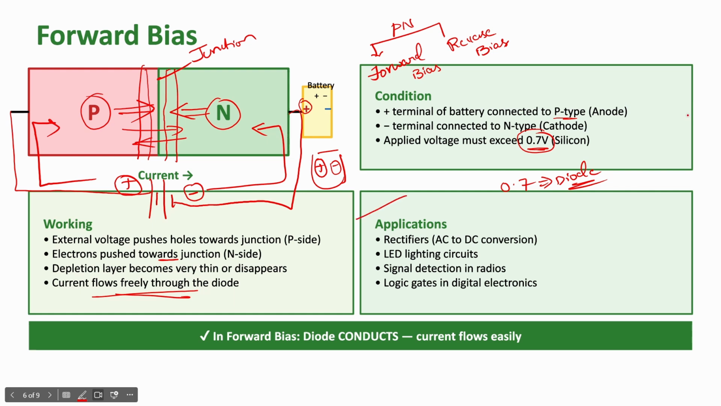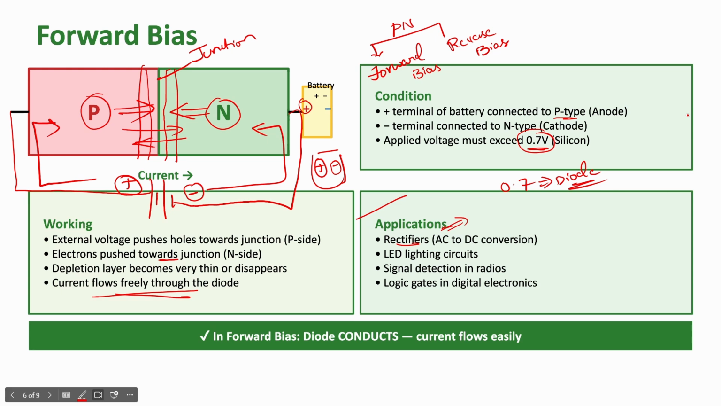Okay. Coming to the applications: rectifiers, where these diodes are used in forward bias. Rectifier means the AC, the alternating current, is converted to DC current. What alternating current is and what DC current is, we will discuss further. It is used for AC to DC converters and LED lighting circuits. For light purposes, we use this PN junction diode.